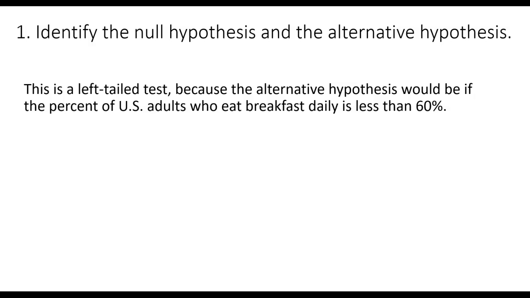So we know this is a left-tailed test because the alternative hypothesis would be if the percent of US adults who eat breakfast daily is less than 60. So less than is a left-tailed test. Now remember first that the null hypothesis is always the equality. So I'm going to have my null hypothesis as p, the proportion, equals 0.60. And because it's a left-tailed test, less than 60%, our alternative hypothesis is going to be p is less than 0.60.